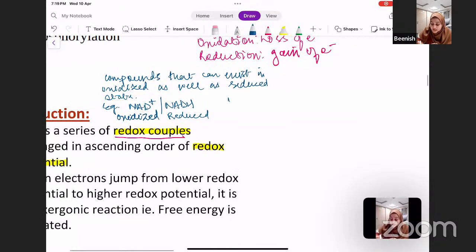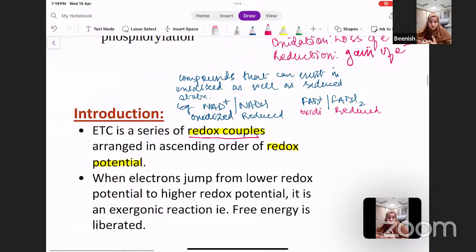Similarly, you have the example of FAD plus and FADH2. FAD plus is the oxidized state and FADH2 is the reduced state. So now we know what redox couples are: compounds that can exist both in oxidized as well as in reduced state. Another term that we see here is redox potential. What is redox potential? It is the ability to gain electrons. The more the redox potential, the more the ability to gain electrons.